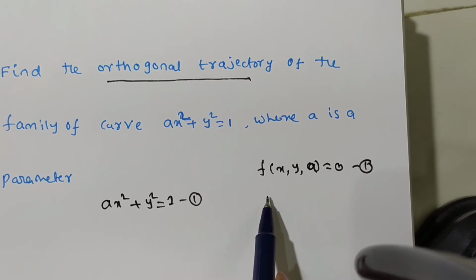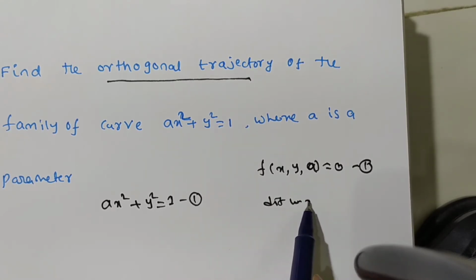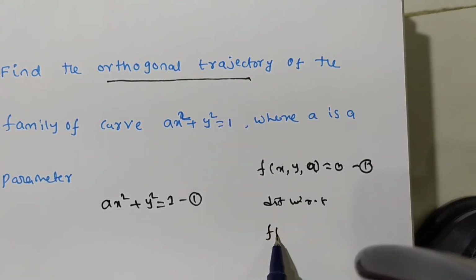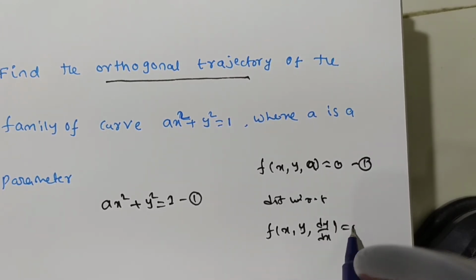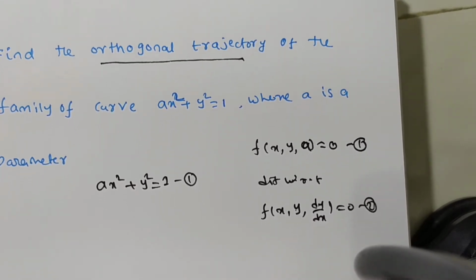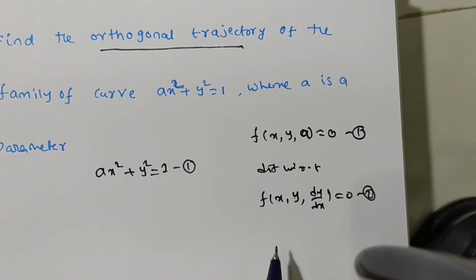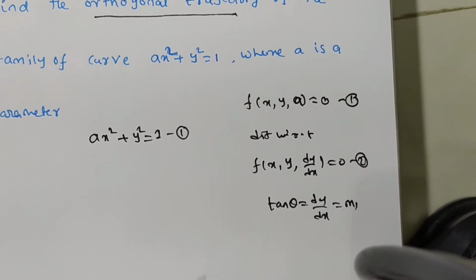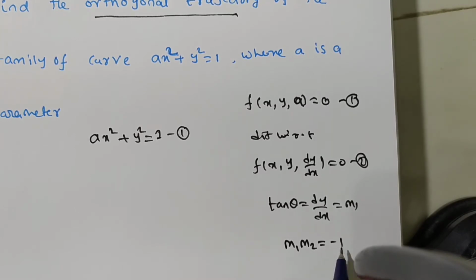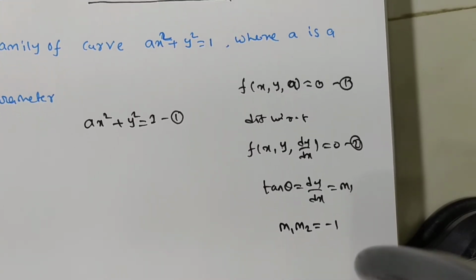For this, first differentiate with respect to x and eliminate the parameter a, which gives the differential equation of the form f(x, y, dy/dx) = 0. This is equation number 2. Now for the orthogonal trajectory, tan theta is equal to dy/dx; consider this as m1, and m2 is also the same. You know that two curves are orthogonal if m1 times m2 is equal to minus 1.